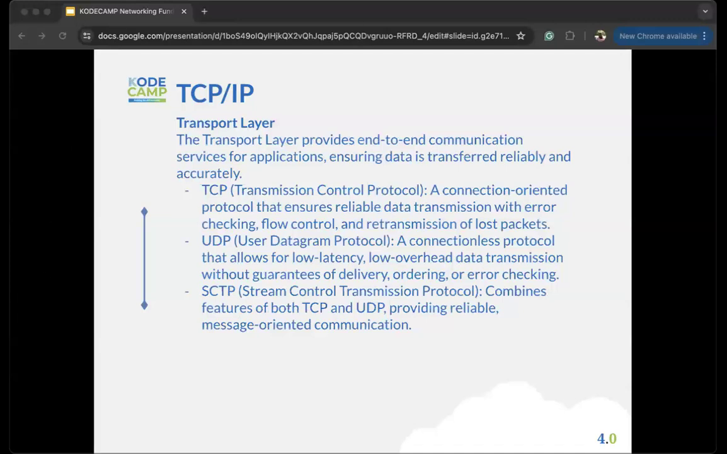Okay. So to the transport layer of the TCP/IP. This provides the end user communication services for applications and ensures that data is transferred reliably and accurately. The protocols we have here are TCP, the Transmission Control Protocol, UDP, and a combination of both of them.